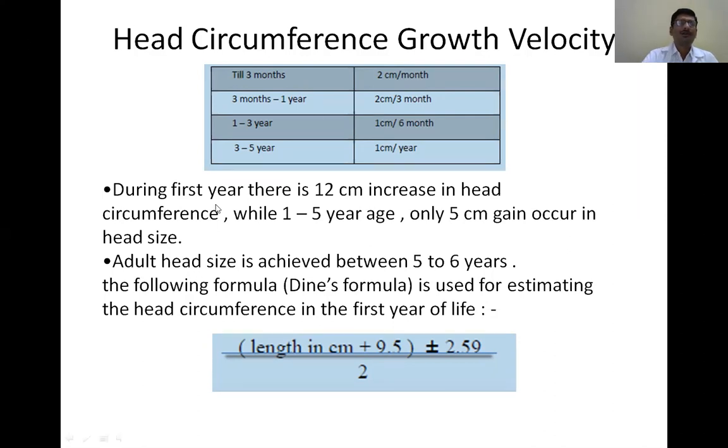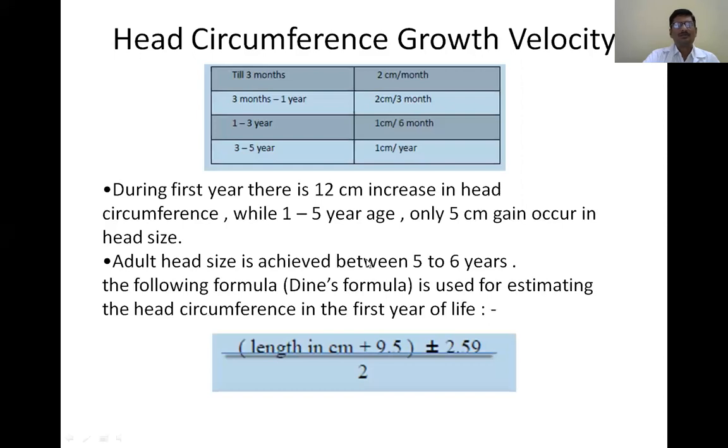During the first year, there is about a 12 centimeter increase in the head circumference, while between 1 to 5 years, only a 5 centimeter gain occurs in the head size. That's what we have seen from the table. The adult head size is achieved by the time the child is about 5 to 6 years.